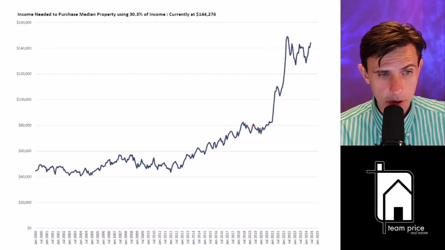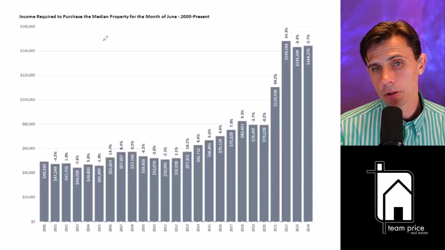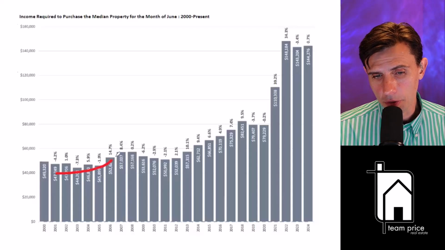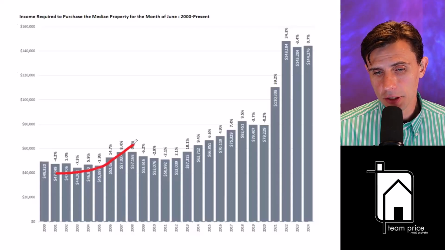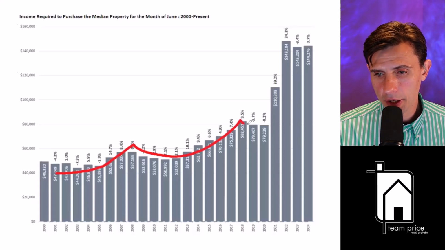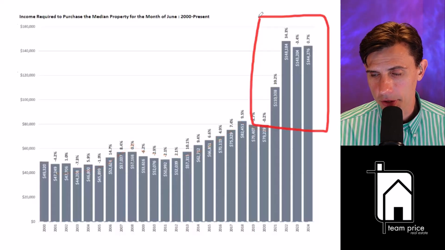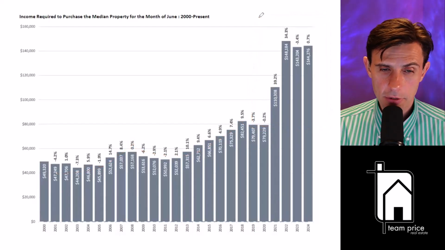Just completely blew all the fundamentals out. And you can even see right here, look at the income required to purchase the median property. So there's the GFC, there's the correction, there's the run up in real estate, there's the correction, and then this is the reality that we're dealing with. So there you have it.